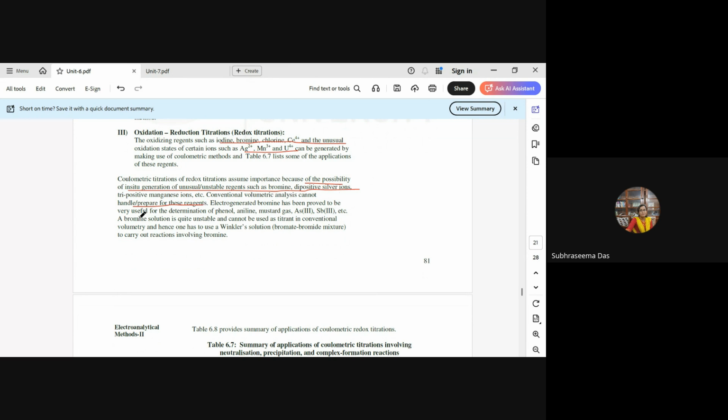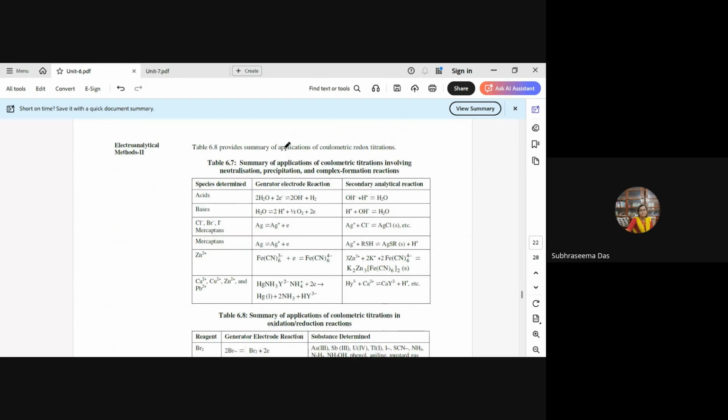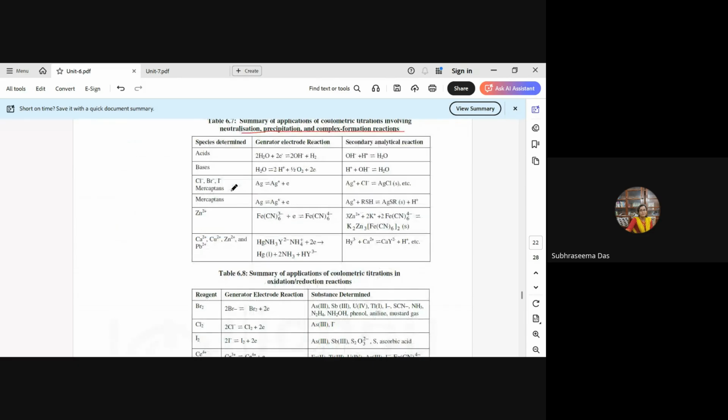Conventional volumetric analysis cannot handle or prepare these reagents. Electrogenerated bromine has been proven to be very useful for the determination of phenol, aniline and mustard gas. A bromine solution is quite unstable and cannot be used as a titrant in conventional volumetry, and hence we use Winkler's solution. Table 6.7 provides a summary of the applications of coulometric titrations that involve neutralization, precipitation and complex formation reactions. For the determination of acids, this is the normal electrode reaction and the secondary analytical reaction. For the determination of zinc, this is the electrode reaction and this is the zinc determination reaction.